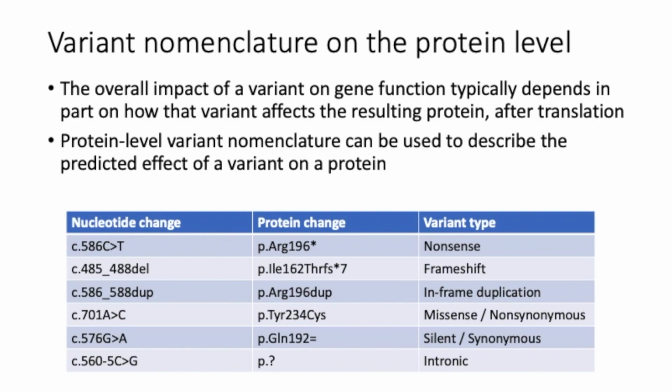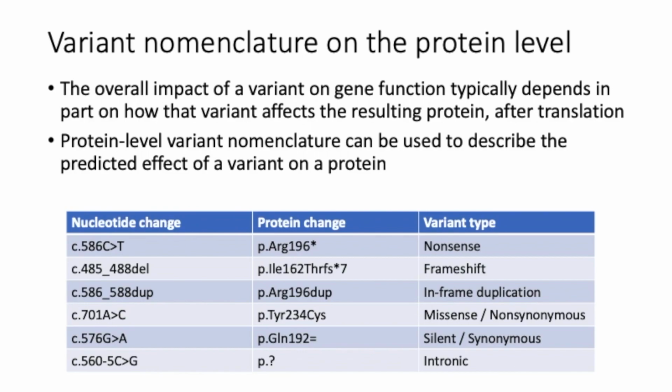This slide shows some example variants in the TP53 gene and how the nomenclature describes the predicted effect of the variant on a protein. In the first example, the C to T nucleotide substitution at c.586 leads to the creation of a stop codon at the corresponding amino acid residue in the protein, 196. This is called a nonsense variant. The new premature stop codon is denoted by the asterisk. This variant would be predicted to lead to premature truncation of the TP53 protein during translation.